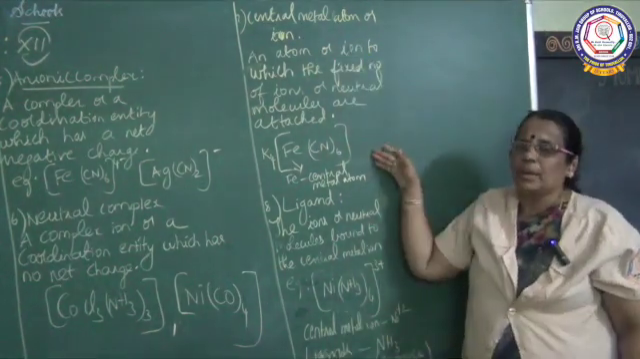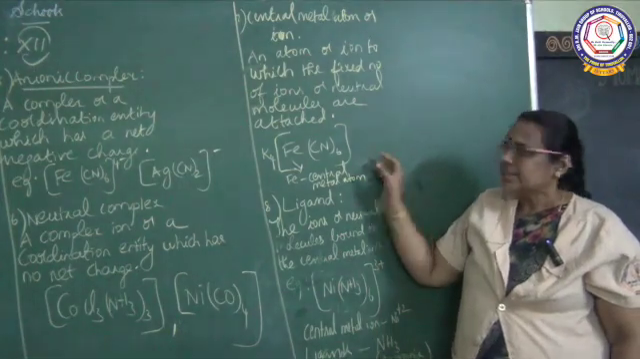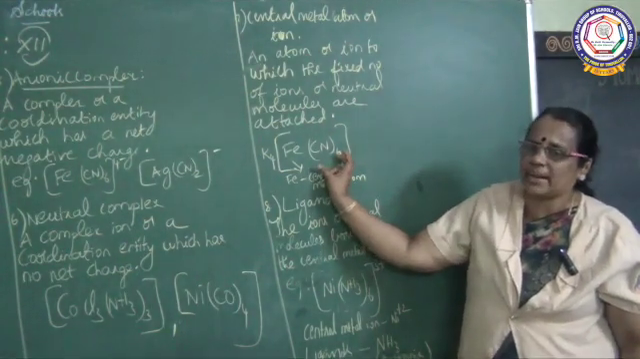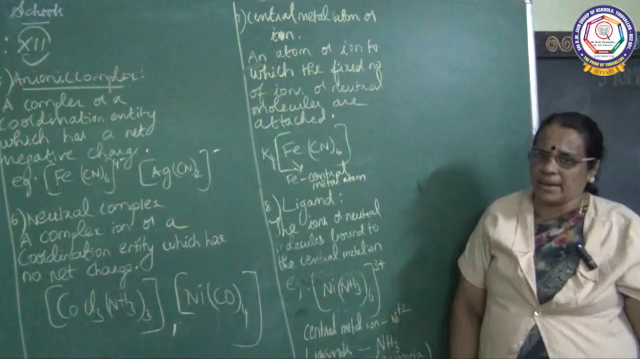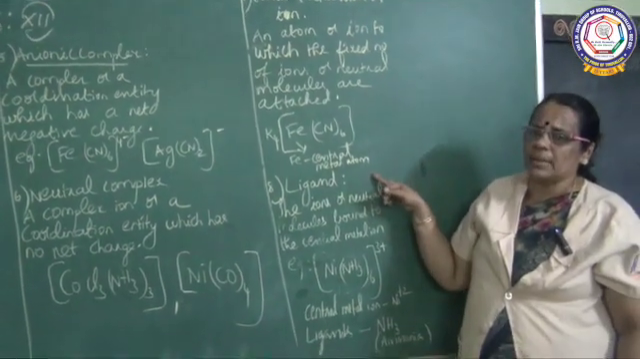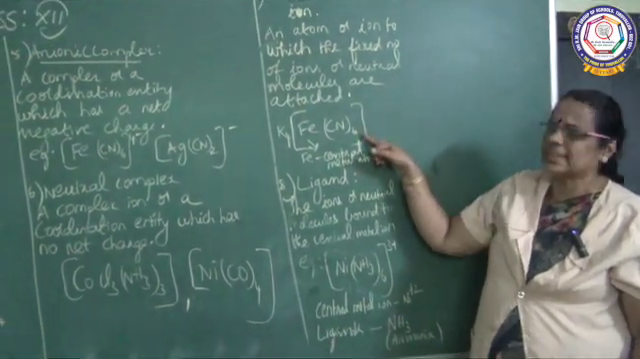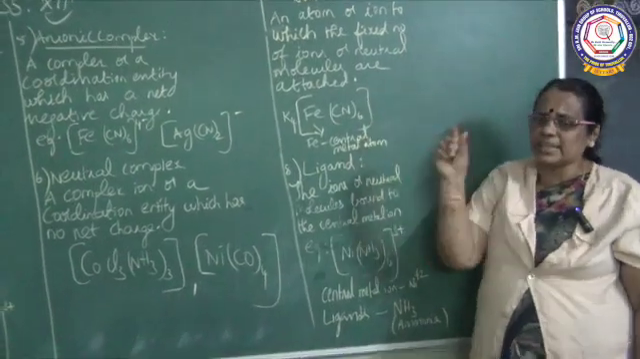For example, in potassium ferrocyanide, see the species inside the square bracket. The starting species is iron, so iron is the central metal atom here. The ligand is cyanide here. Both are inside the square bracket.